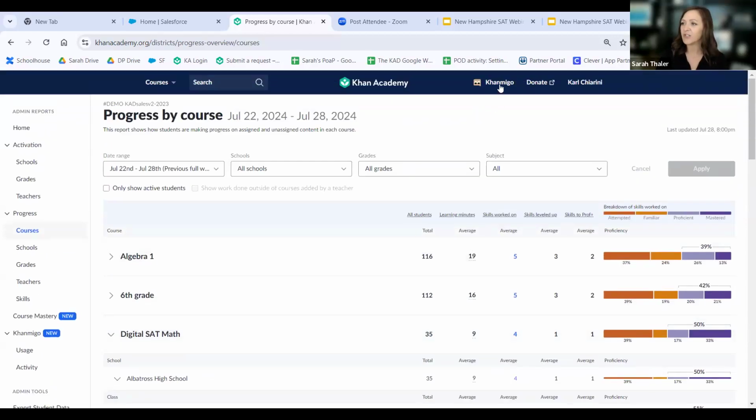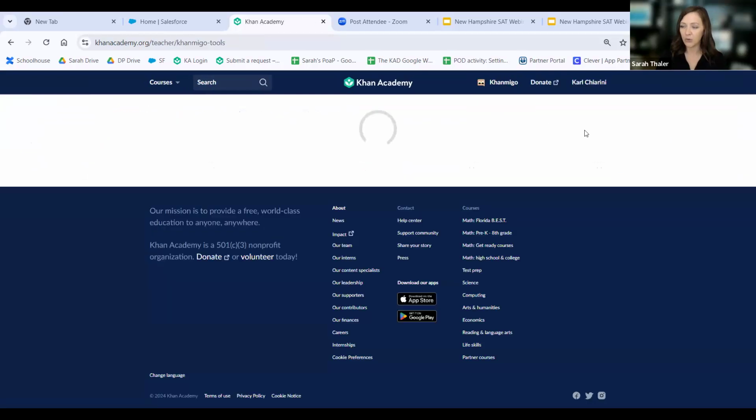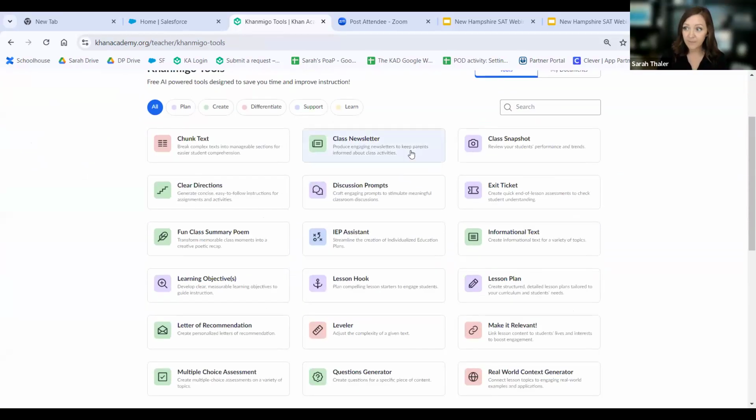And the last thing I wanted to show you is to go over to those teacher tools. I mentioned a few of them about the lesson planning, for instance.